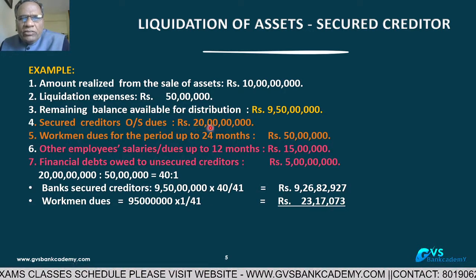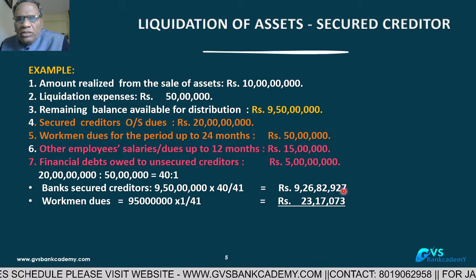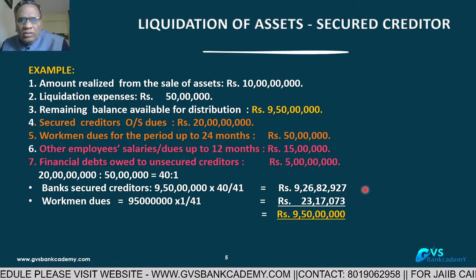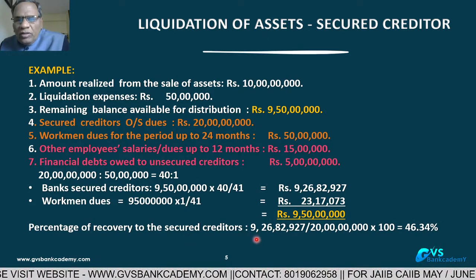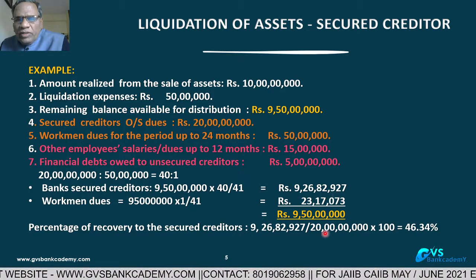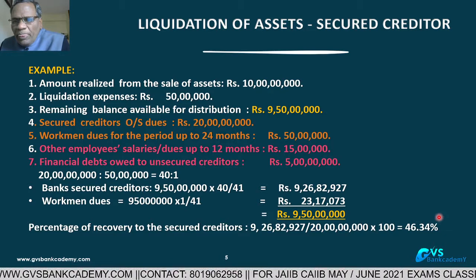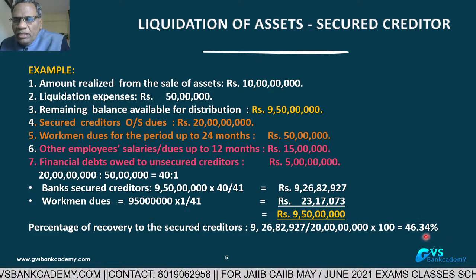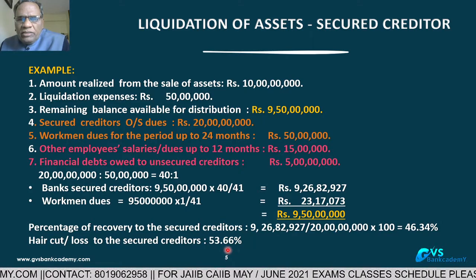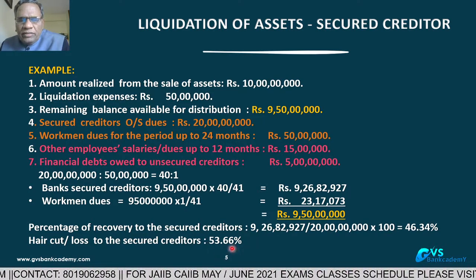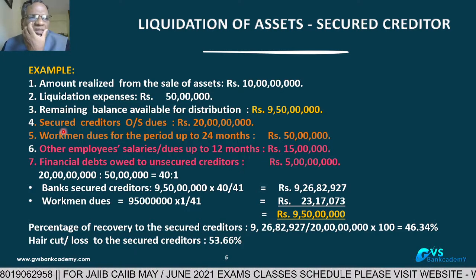The secured creditors' outstanding is 20 crores. Against 20 crores, they are going to get 9 crores 26 lakhs 82,927. What is the percentage of recovery to the secured creditor under this waterfall mechanism? 9 crores 26 lakhs 82,927 divided by 20 crores, multiplied by 100. So they are getting an average recovery of 46.34% of their dues. What is the loss to the secured creditor, or what is the haircut in this case? 53.66%. In this case 53.66% of the outstanding amount is lost to the secured creditors. We are having secured also.